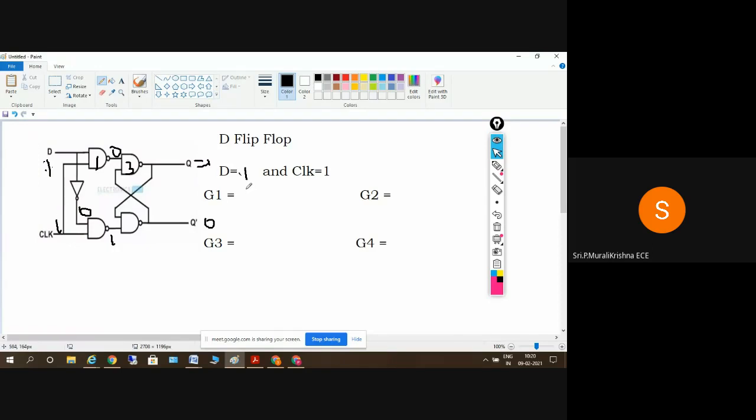Okay. So G1 is 0, so G2 is 1. So G3 is 1, and this is Q of n plus 1. And G4 is Q bar of n plus 1. So this is quite simple. So whatever inputs we give, that will be the value of Q of n plus 1.